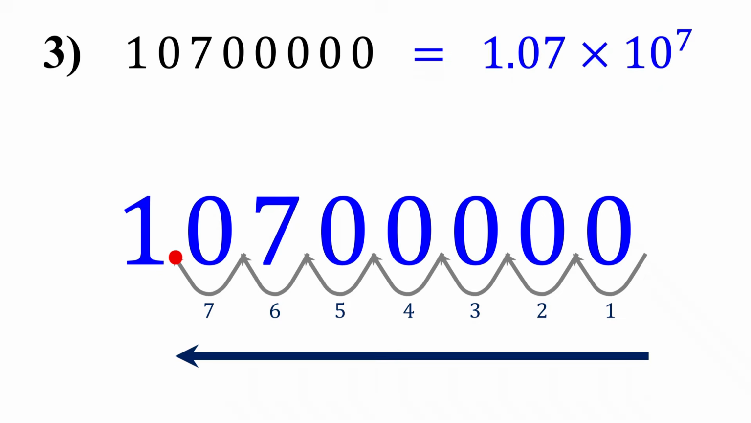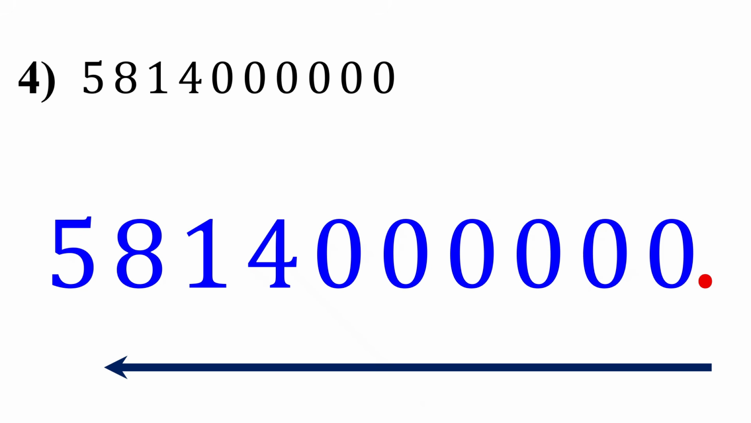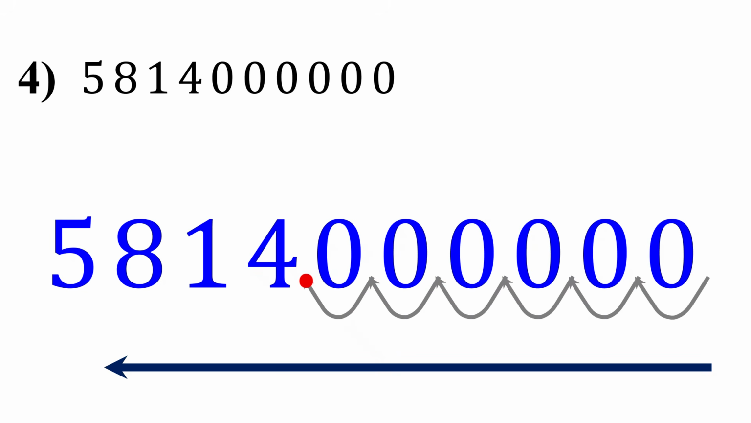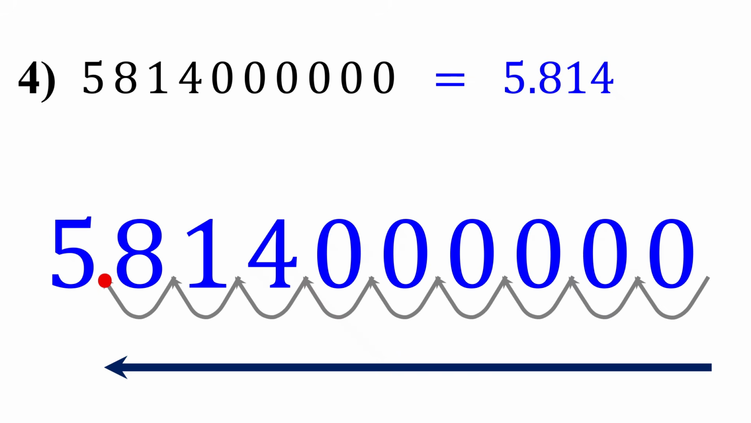Great, this one is for you. Pause the video and give it a try. Start by writing the first part by moving the decimal point to the left. Moving it 1, 2, 3, 4, 5, 6, 7, 8, 9 places, you get 5.814. That's between 1 and 10. So 5.814 is the first part.